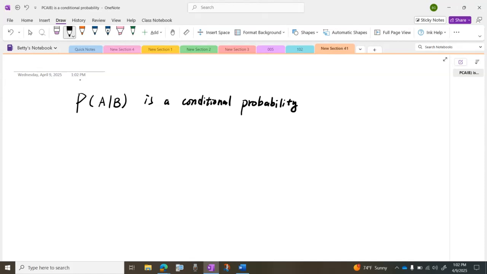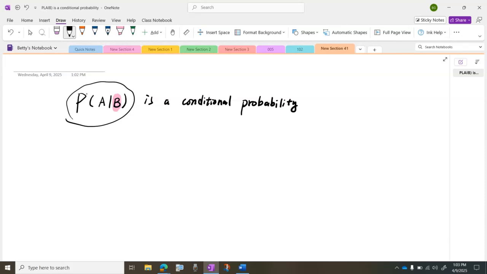Then what's the condition of the probability? The condition is right here, behind the bar. We have a vertical bar. How do we say this notation? We call this notation the probability of A occurring given B already occurred. We can call this P of A given B.